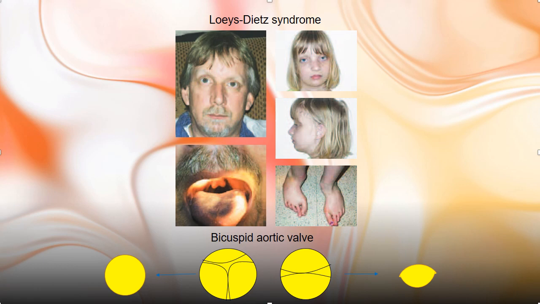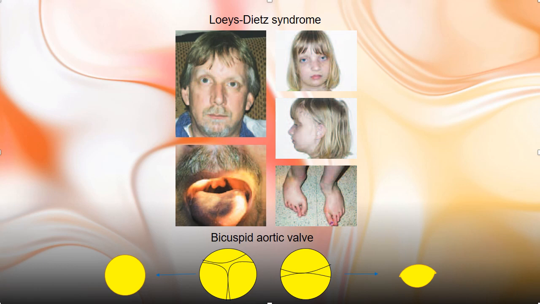The third most common inherited genetic disorder affecting the ascending aorta is Loeys-Dietz syndrome. This disorder was discovered by two pediatric geneticists in 2005 at Johns Hopkins University in USA.